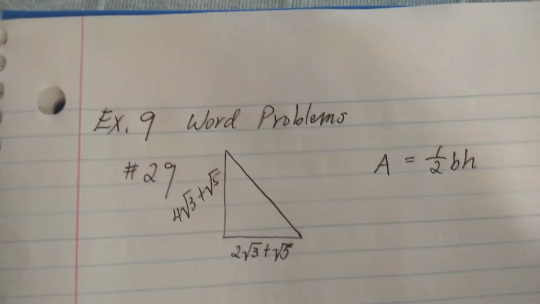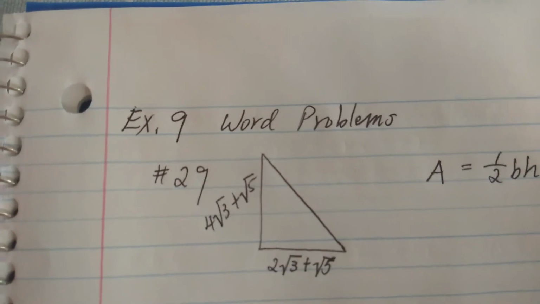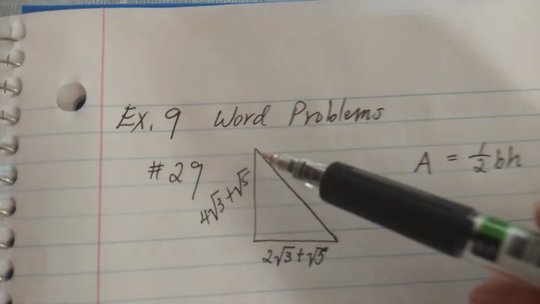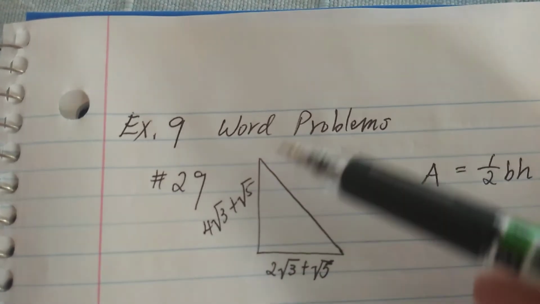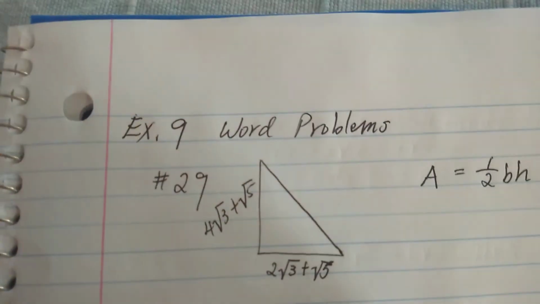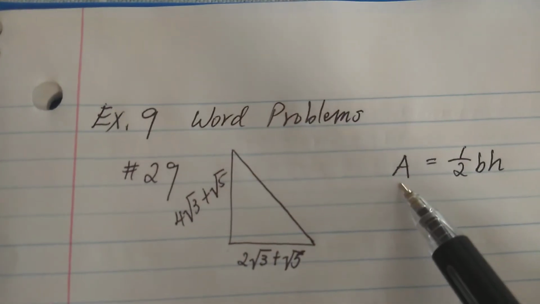Okay, finally we are doing the word problem. This is question 29 from your homework. We have a triangle. They give you the length of this side, which is the height, and also the length of this side, which is the base. And they ask you for the area.